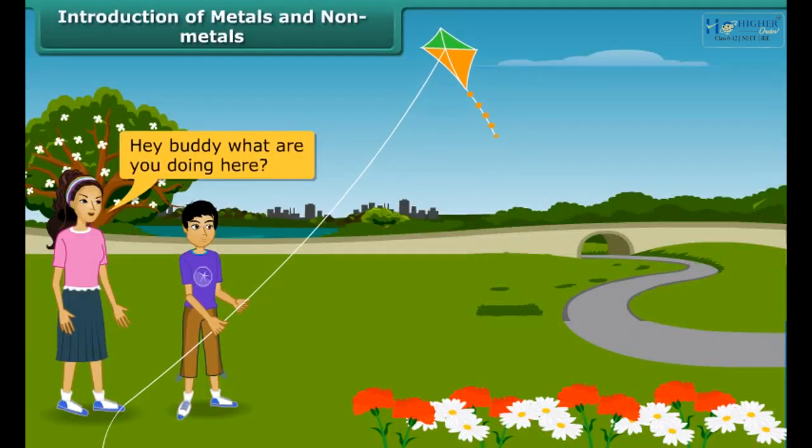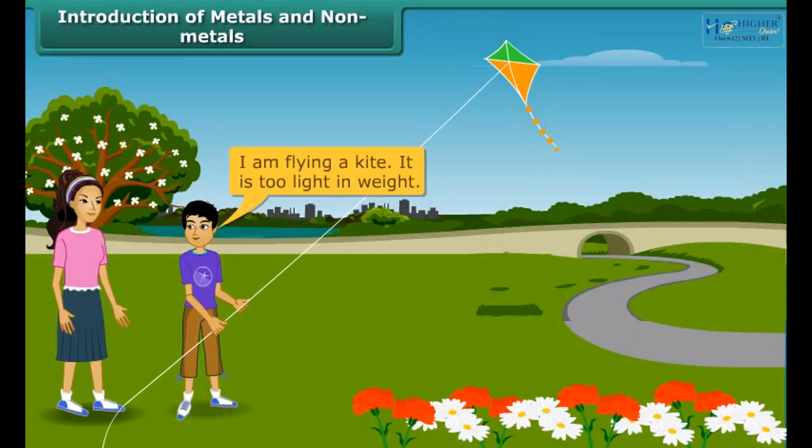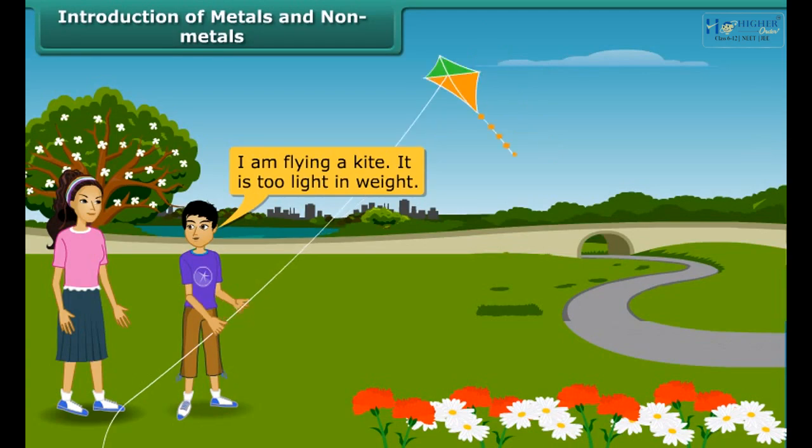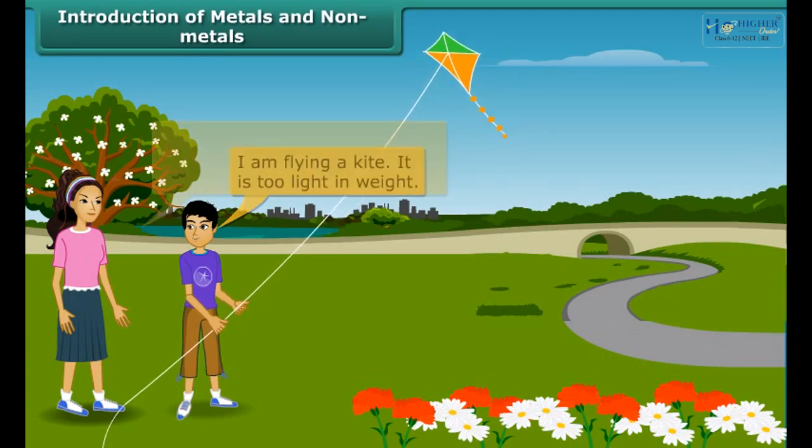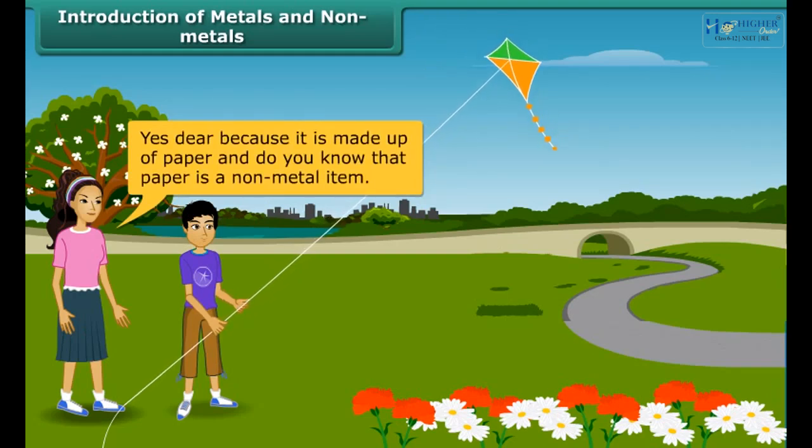Hey buddy, what are you doing here? I am flying a kite. It is too light in weight. Yes dear, because it is made up of paper. And do you know that paper is a non-metal item?